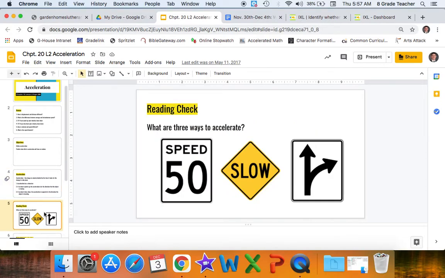Here's what you're going to use to check the scenarios that are given on the IXL activity. Is the object speeding up? Is the object slowing down? Or is the object changing direction? If the answer is yes to any of those questions, then you can identify that it's accelerating. If it's no to all of those questions, then we'd say that object is moving at a constant velocity and doesn't have a change in velocity, which means no acceleration.